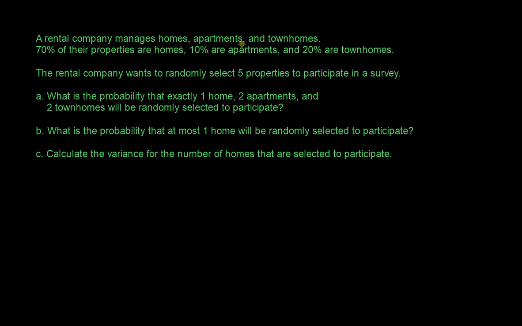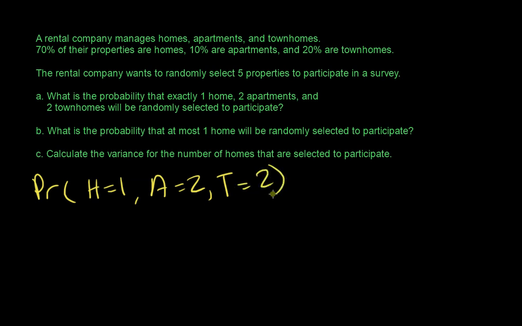right? Or their population is so big that even if it is without replacement, the chance of selecting the same property twice is just really small. So this is an example of a binomial or multinomial probability distribution. Now, right now it's multinomial because we have three different groupings here. So the first question was probability of getting exactly 1 home, 1 apartment, and 2 townhomes. So home equals 1, apartment equals 2, and townhome equals 2.